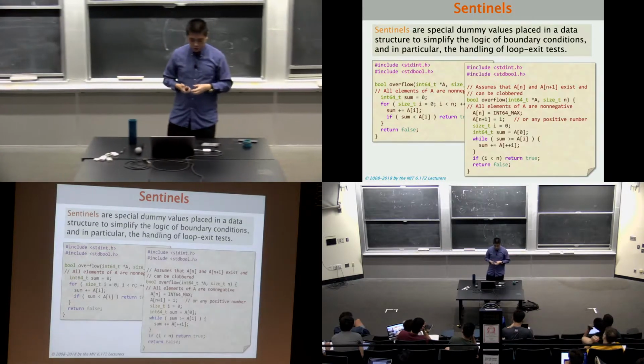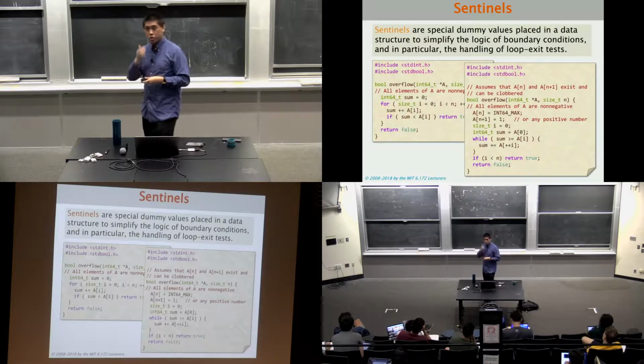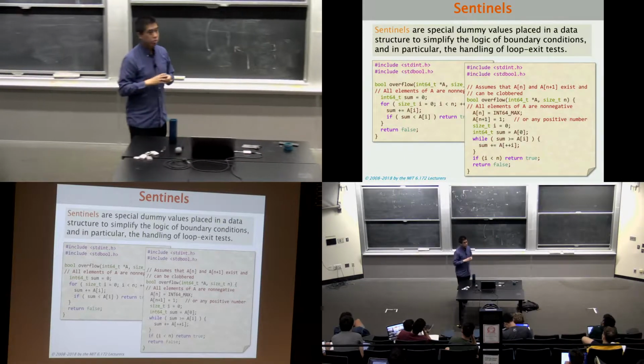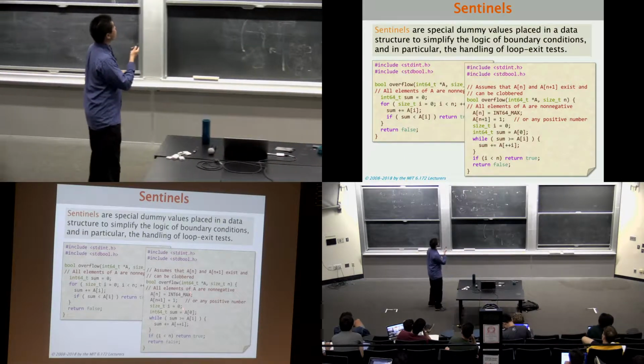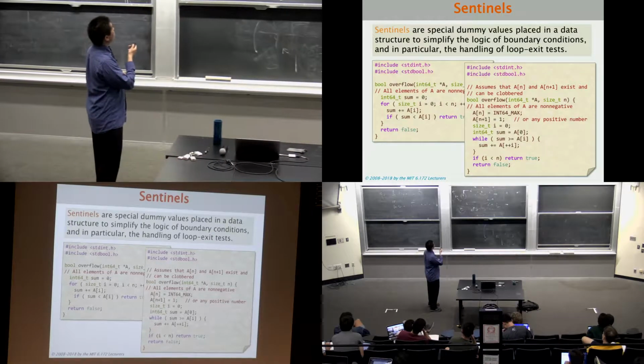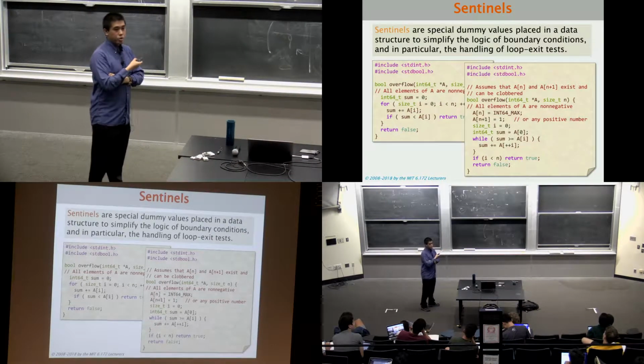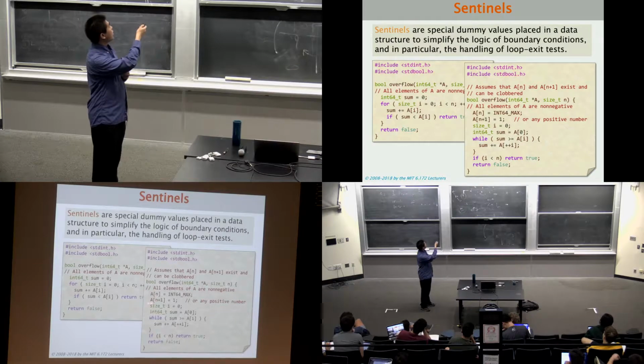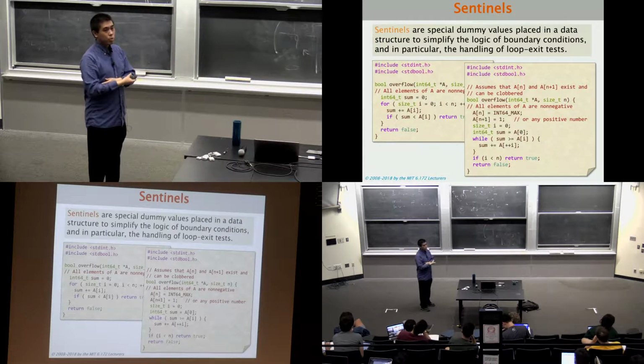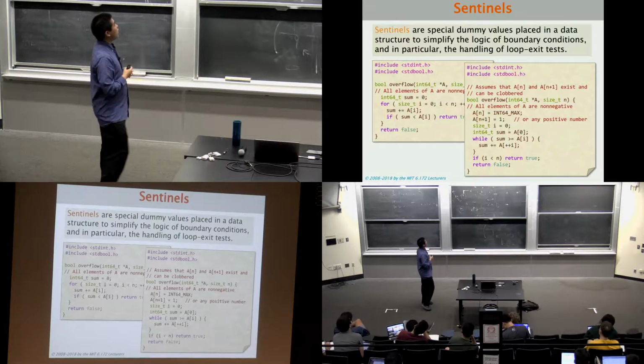It turns out that I can actually modify this program so that I only need to do 1 check in every iteration of the loop. So here's a modified version of this program. So here I'm going to assume that I have 2 additional entries in my array A. So these are A of n and A of n minus 1. So I assume I can use these locations.